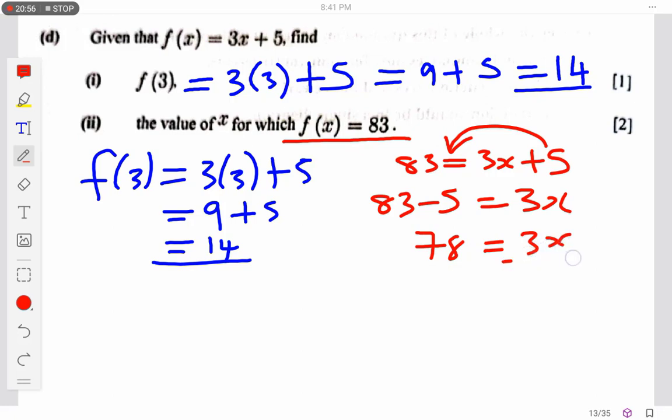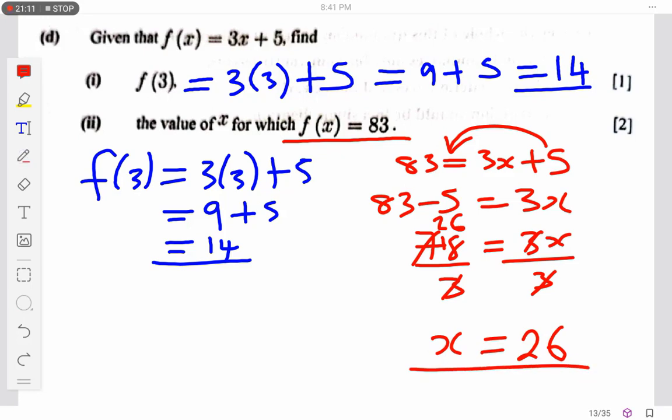Then I can divide everything by 3. This side, they will cancel. 3 into 7, that's a 2. Remainder 1. 3 into 18, that's a 6. Okay, so our x value is equals to 26, guys. Okay, let's move on.